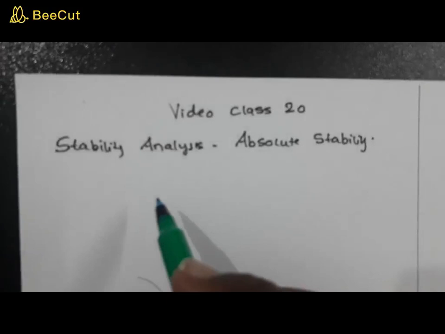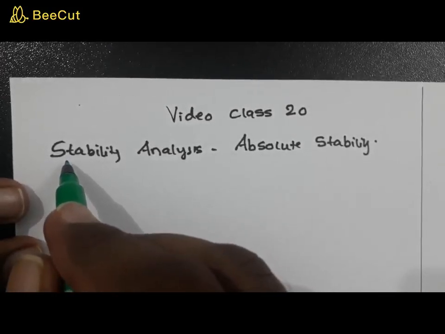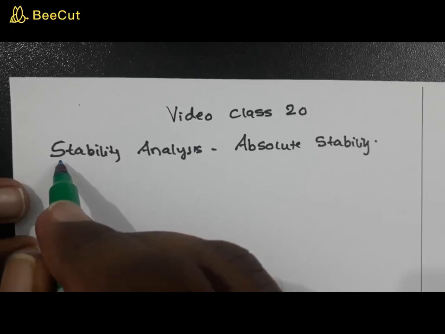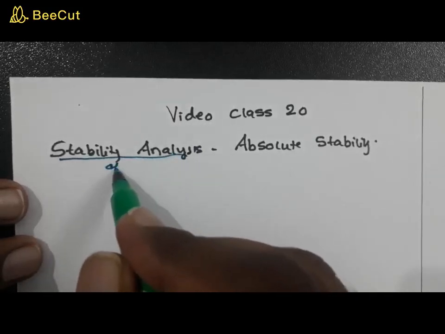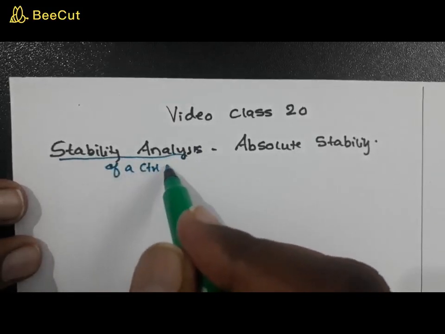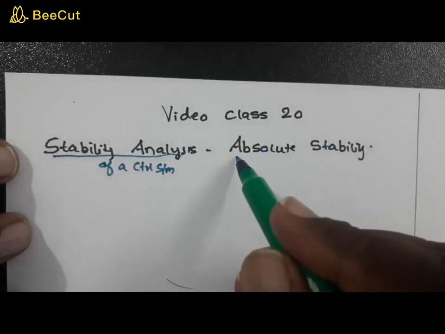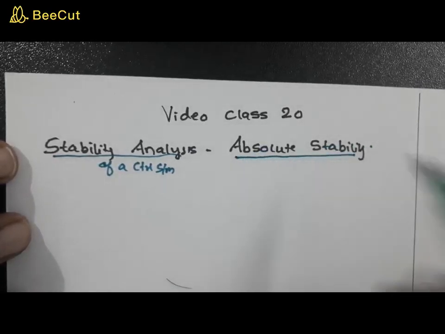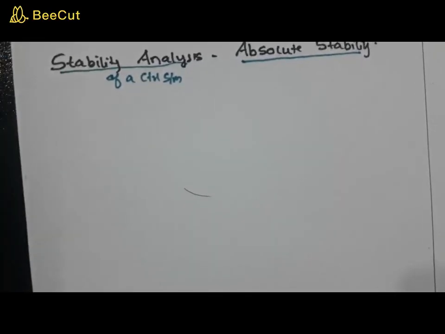In this video we are on to module 3. Module 3 is all about the stability analysis of a control system, and to be more precise, it talks more about absolute stability. Okay, now that's in module 3.